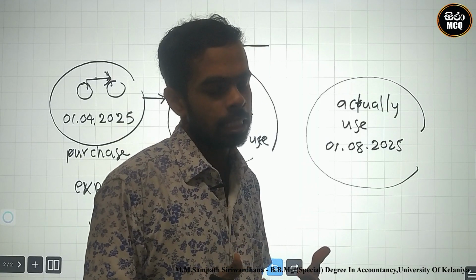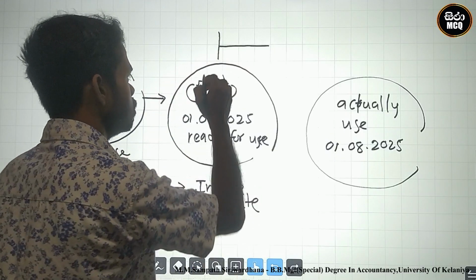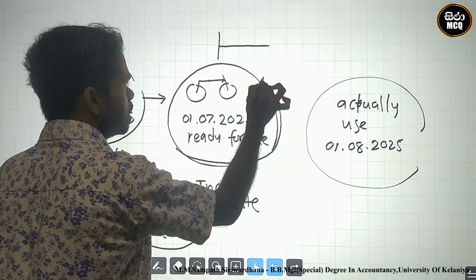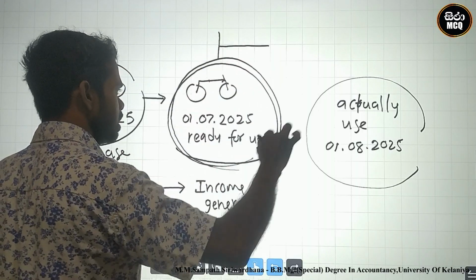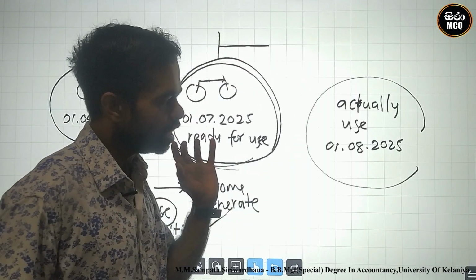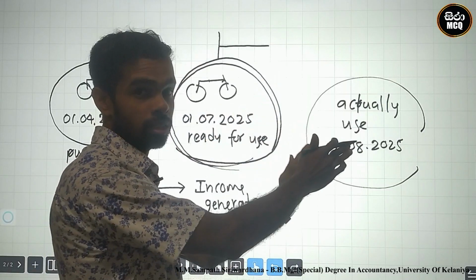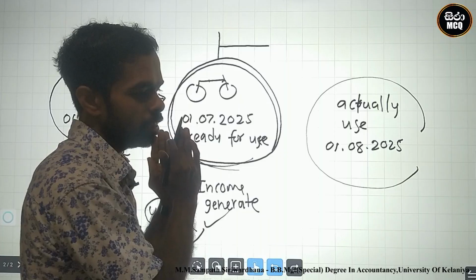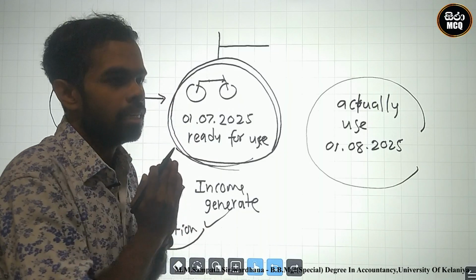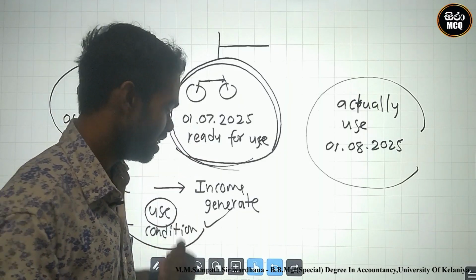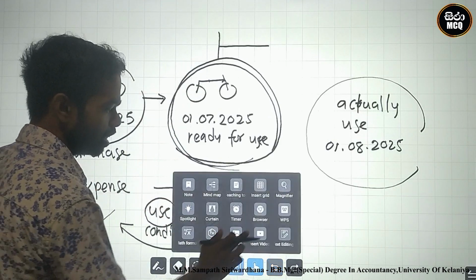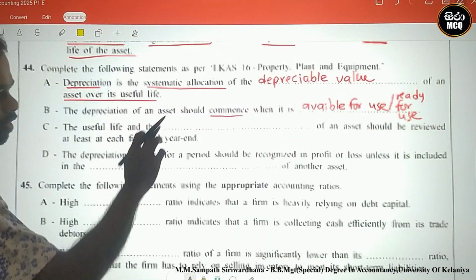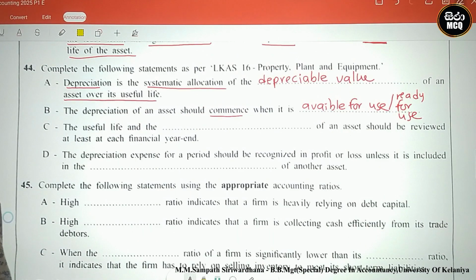What is the depreciation starting date? It is this date. Ready for use, available for use. This is the depreciation commencing date. Ready for use, available for use, not actual use date, not purchasing date. Ready for use, available for use date is the depreciation starting point. Okay, look here, this is the available for use date. I filled it.